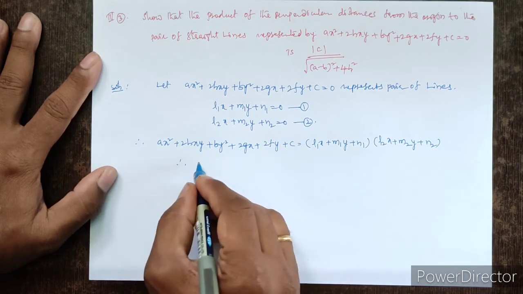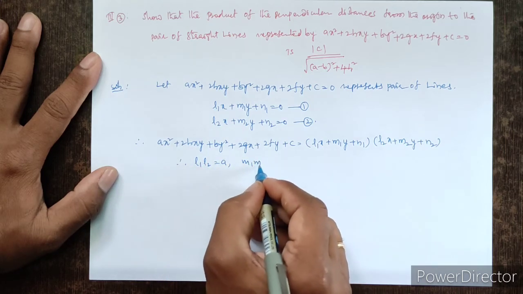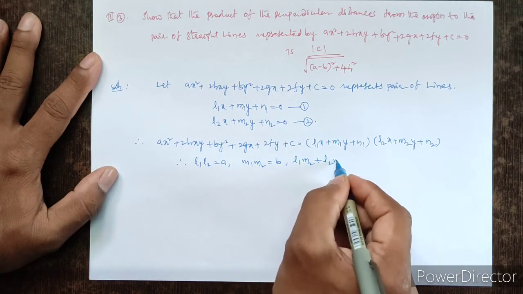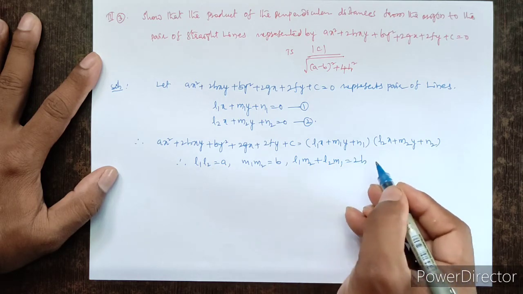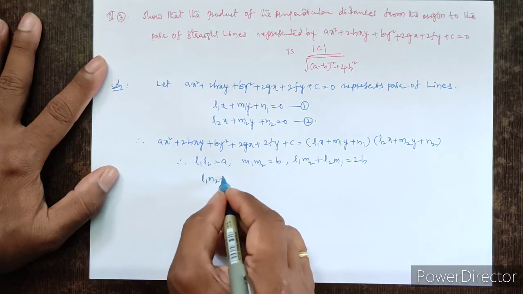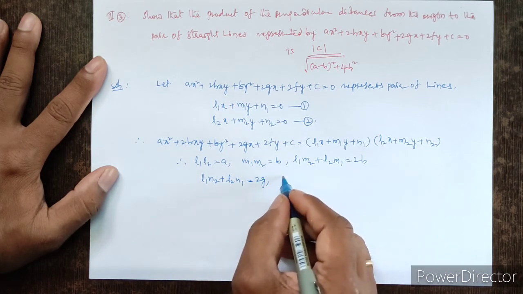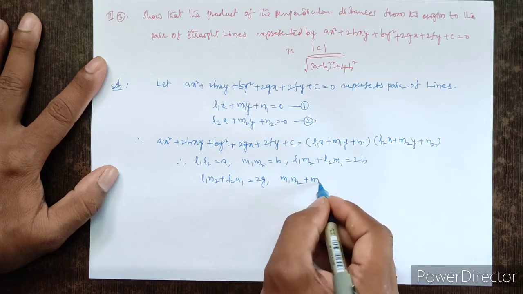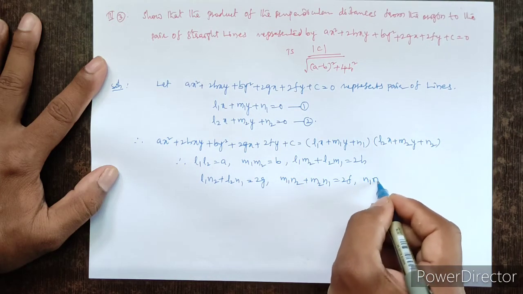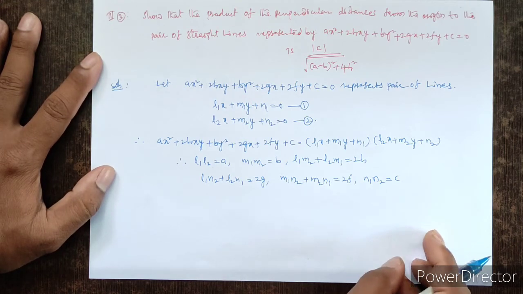Already we had these values. L1 L2 equal to what? A. M1 M2 equal to what? B. L1 M2 plus L2 M1 equal to what? 2H. L1 N2 plus L2 N1 equal to 2G. M1 N2 plus M2 N1 equal to what? 2F. N1 N2 equal to what? C. Already we had these values.